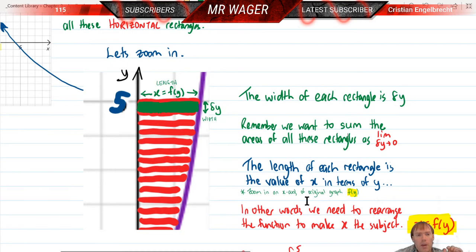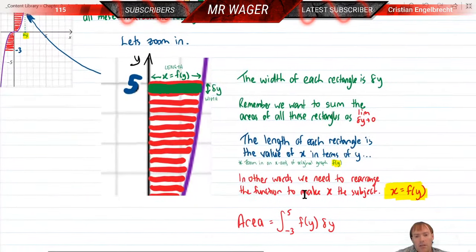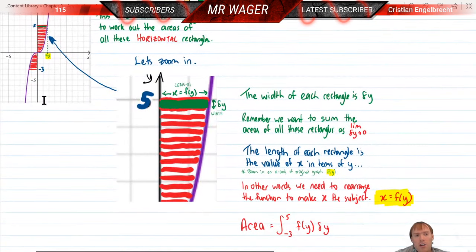So in terms of our problem, we have the original graph as y equals x cubed. And so we're going to have to rearrange that to work out the area of this trapped region. So we're basically going to do this. The area is going to be between -3 and 5, and notice I'm using the bounds on the y-axis as well. We're not using the bounds on the x-axis. We're going from -3 to 5 on the y-axis of our function f of y delta y. It's not f of x, it's f of y delta y.